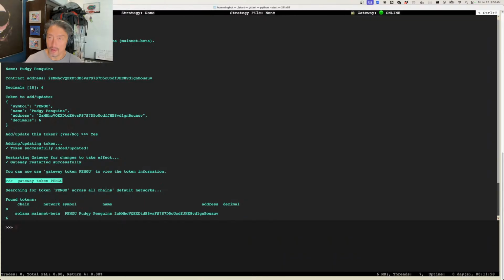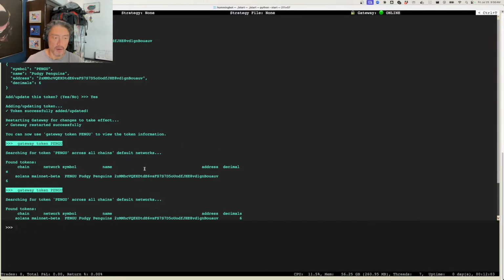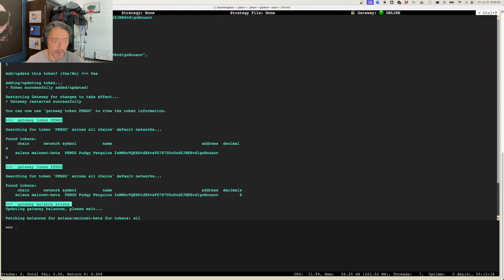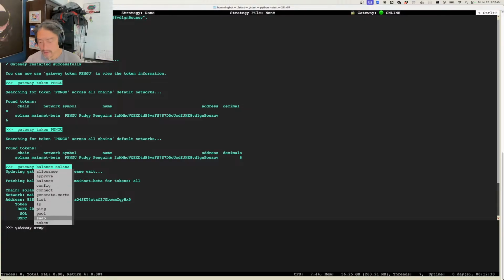Okay, great. So now we can see that it's going to search for Pengu, and we have now added the Pengu token, which has this address on this network. So if I did have Pengu, I don't think I have any Pengu, but if I did, I would actually show Pengu here like this. Okay, so now let's go ahead and use Gateway and actually buy some of the Pengu token, and we can do that by using the swap command.